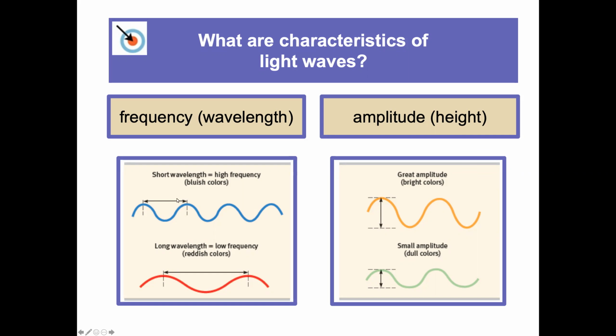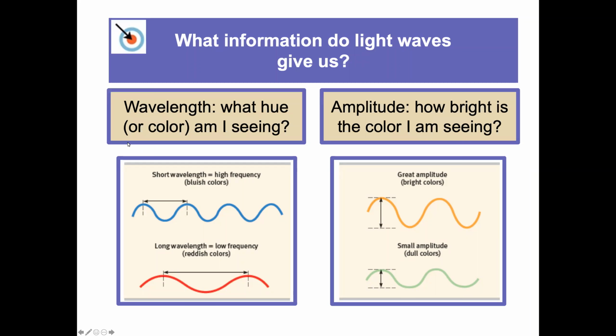The shorter the wavelength, the higher the frequency. I lost my cursor there. Okay. Waves also vary in what's called amplitude, and that's just the height from the peak to the trough. So wave amplitude influences the perceived brightness of color. So wavelength is telling us which hue, which is the same as color, am I seeing? And amplitude is how bright is the color that I'm seeing. Okay, so that's the difference between wavelength and amplitude.